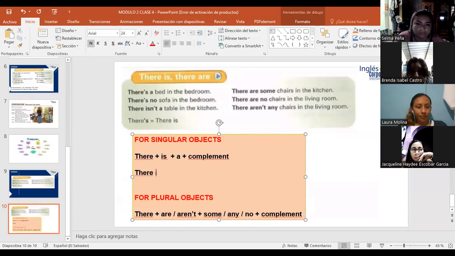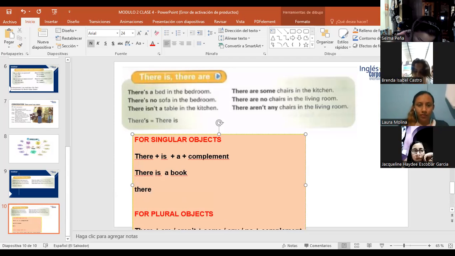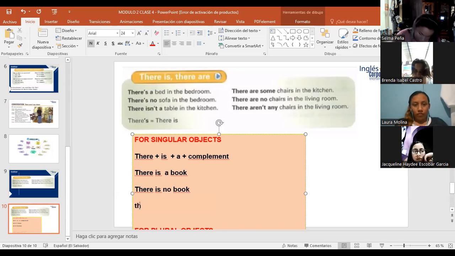La regla es primero there, luego is, luego a o am, dependiendo, okay? Y luego el complemento, okay? Complement, there is a, for example, a bed, okay? Or there is a book, okay? Now in negative, I can say there is not, okay? There is no a book, or there isn't a book, okay?